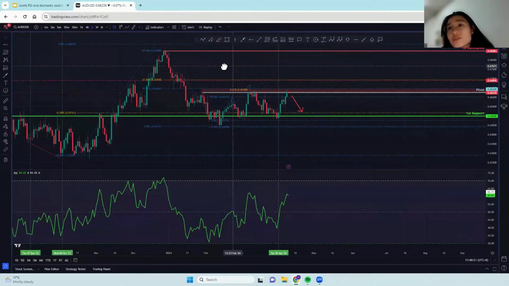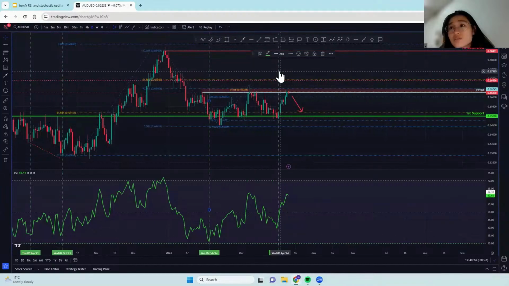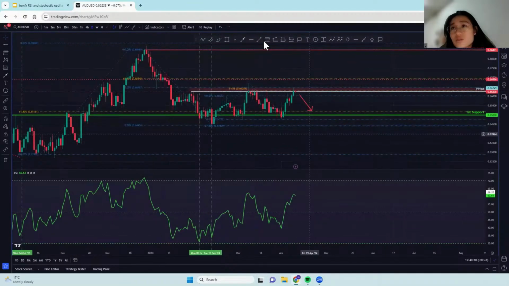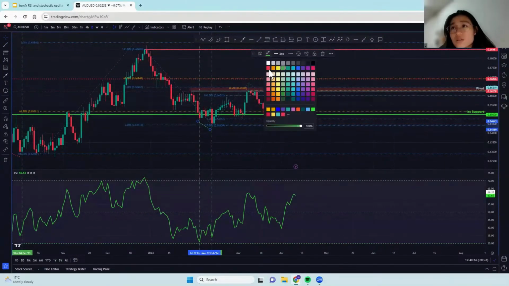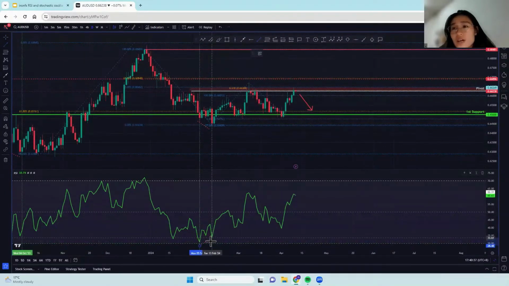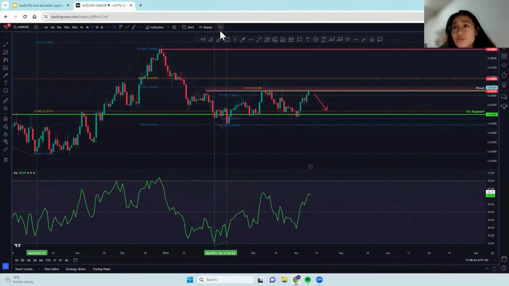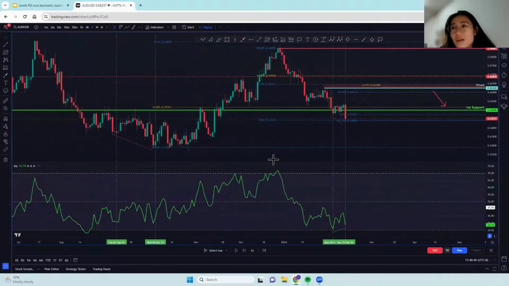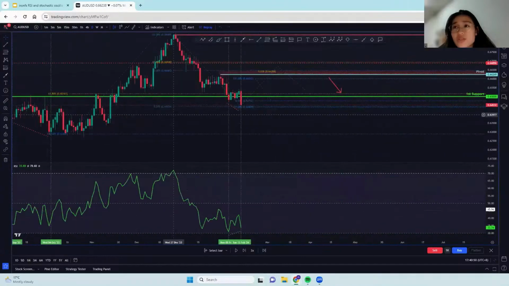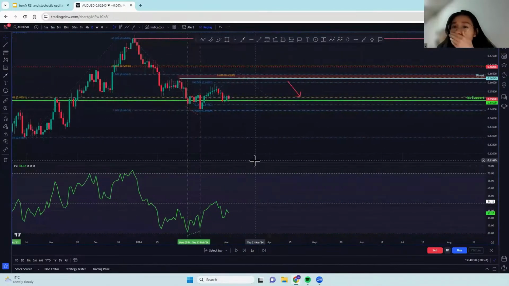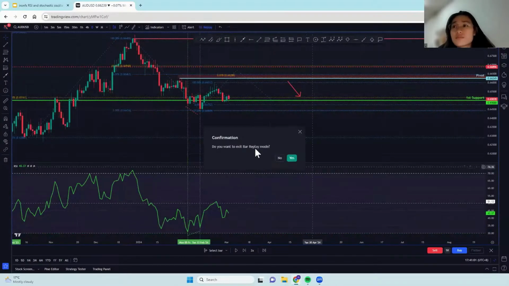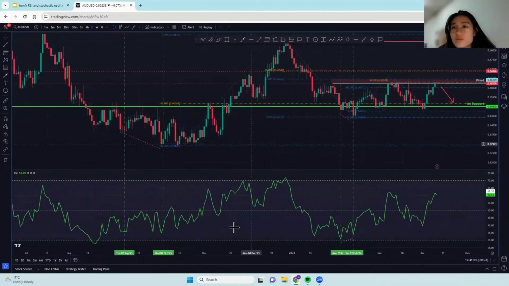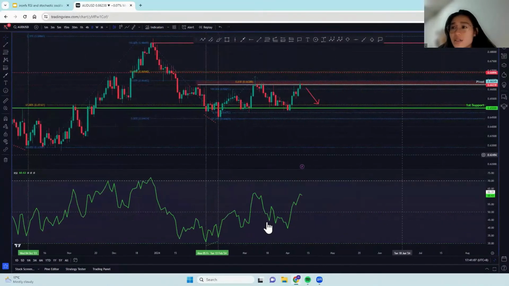Okay, a very simple one to identify is over here. You can see price making a lower low and our RSI making a higher low. Okay, you can see after this divergence, price proceeded to shoot upwards. Yeah, so that's on the RSI.